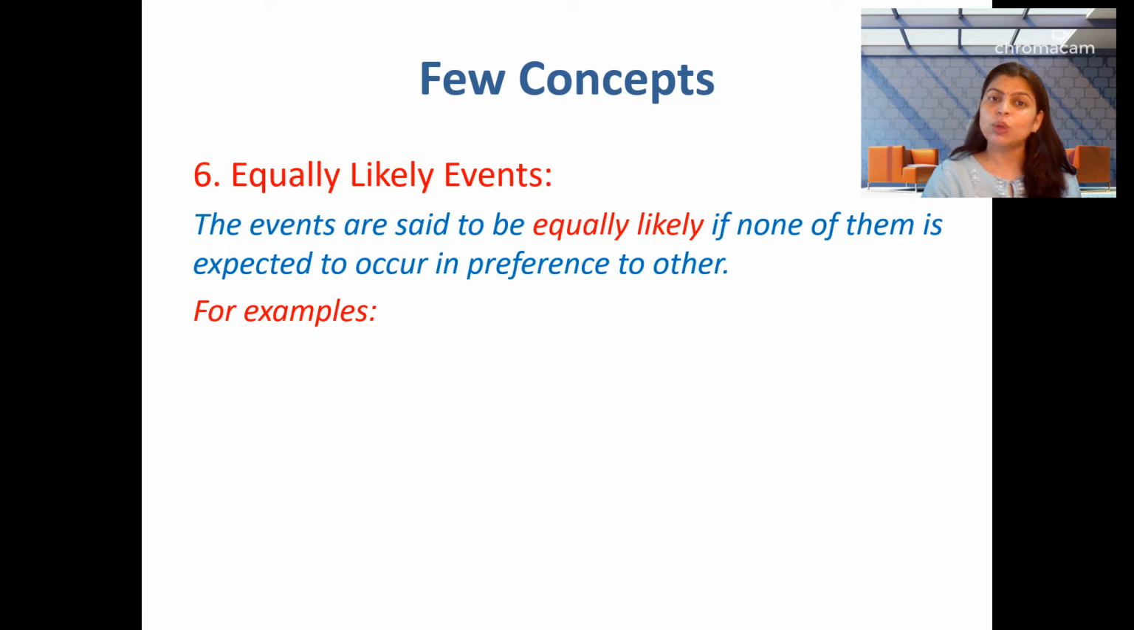Now let's move on to equally likely events. The events are said to be equally likely if none of them is expected to occur in preference to others. That means if each and every event has an equal chance to appear as a result, those events are called equally likely events, if they have equal chances. For example, head and tail. If we toss a coin, head has an equal chance as tail at the same time. So head and tail are equally likely events. I hope now you have understood this concept.